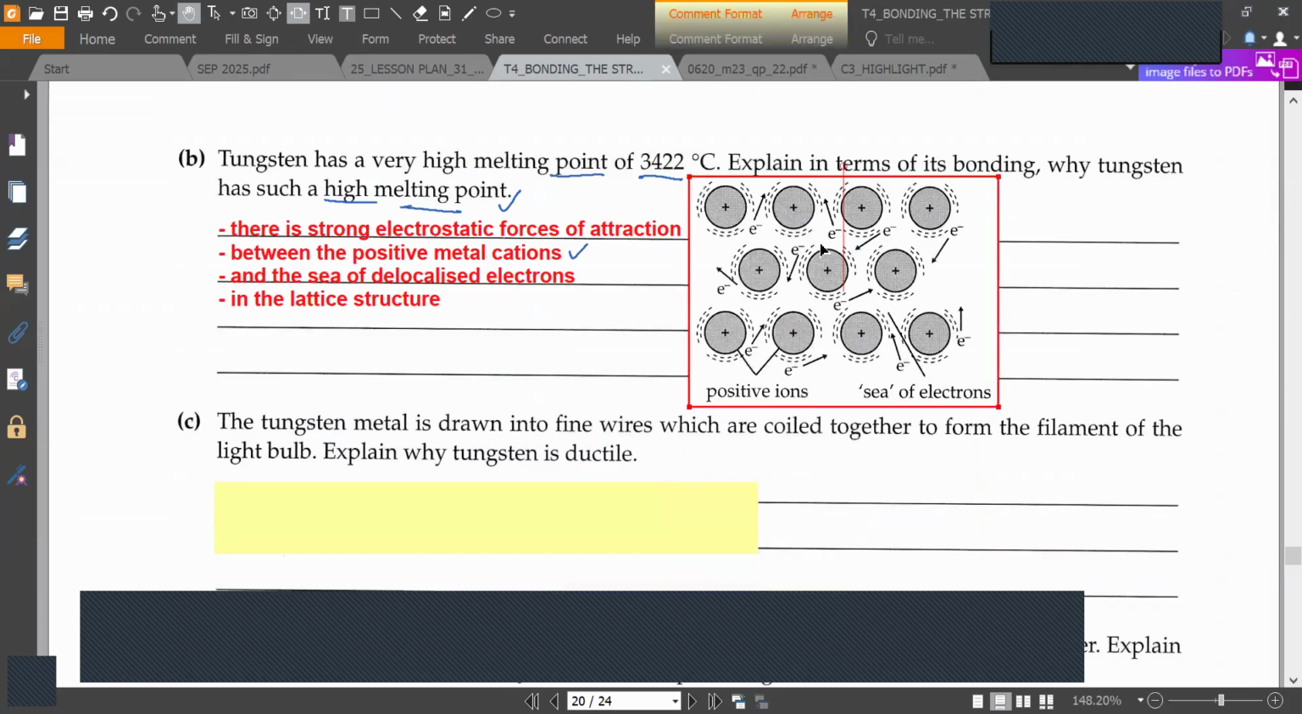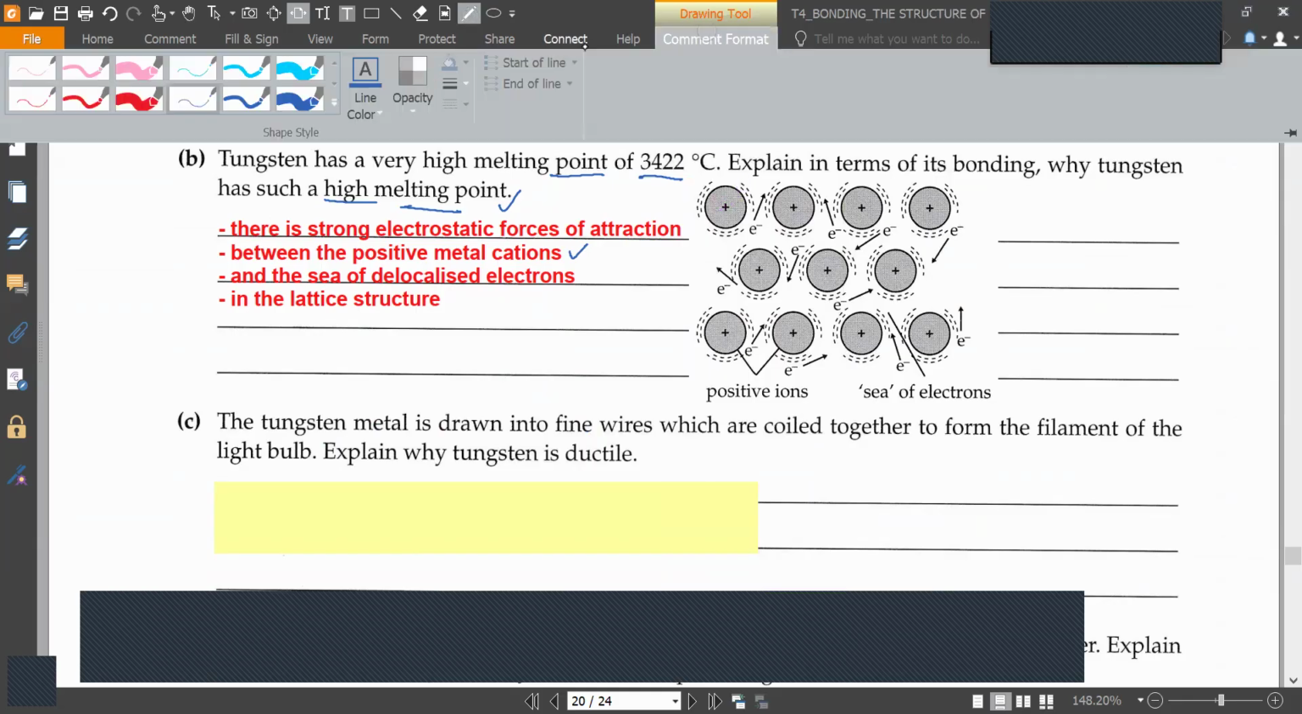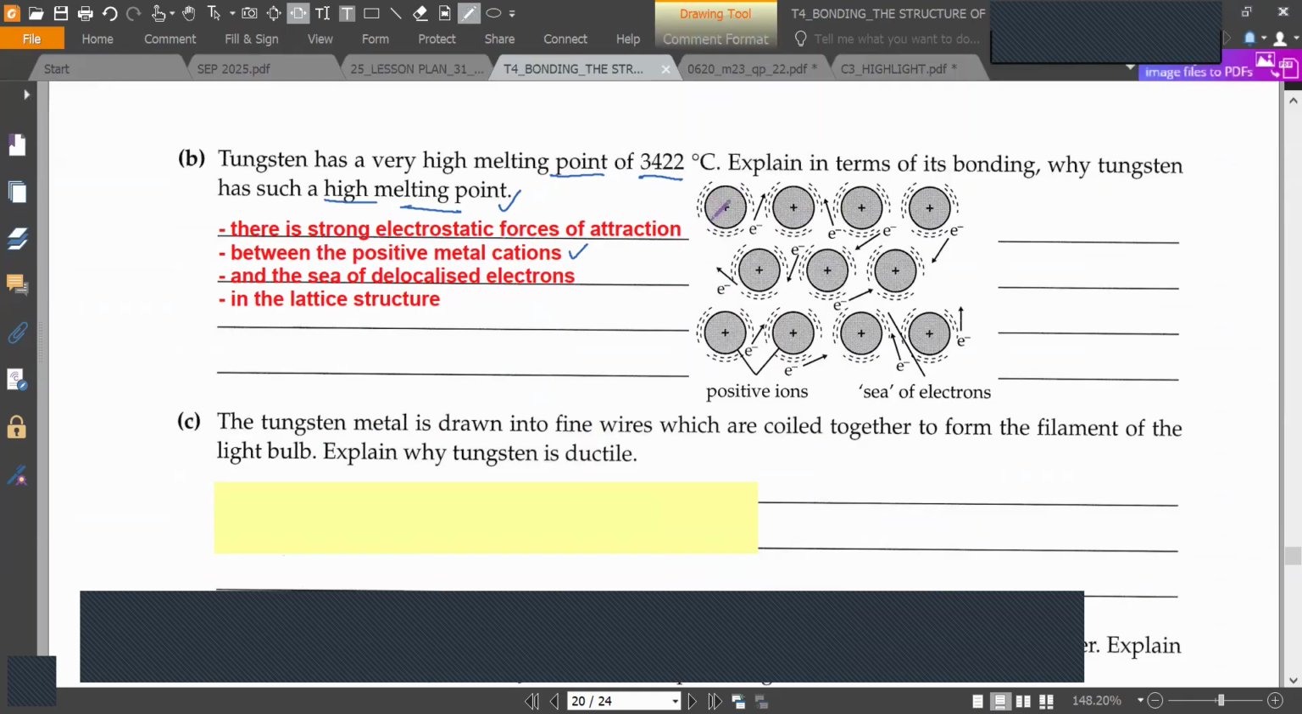Okay, so there is strong attraction between the positive ions and the delocalized electrons in the lattice structure, because of the strong electrostatic attraction. Millions and millions of these attractions. So that's why metals generally have a high melting point.